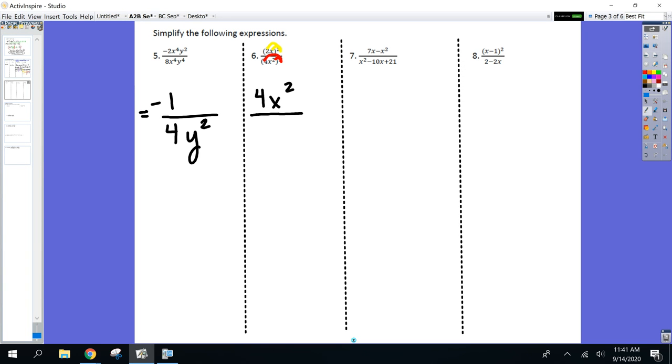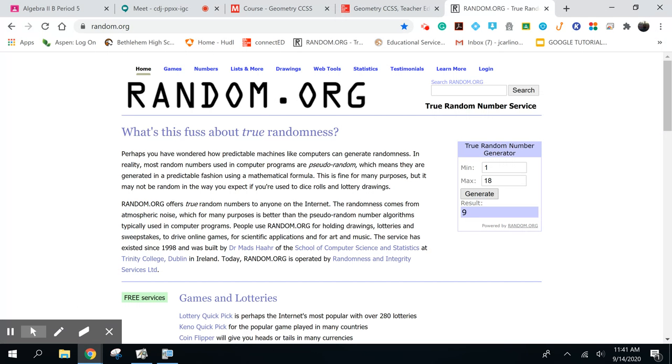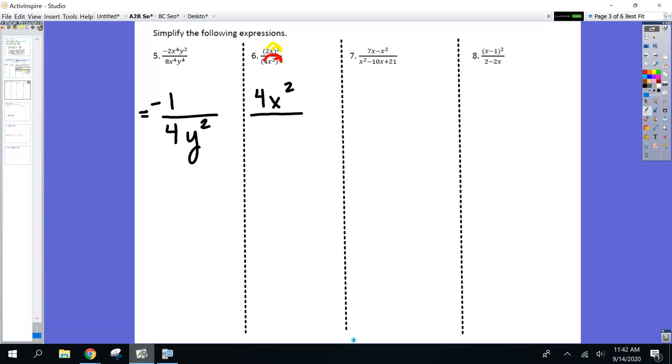I'm going to save people the embarrassment before I call on somebody. 4 raised to the 3rd is not 12. Okay, 4 to the 3rd is not 12. Let's figure out what it is, please. 4 to the 3rd. Hunter, what's 4 to the 3rd? 64. Not off the hook yet.